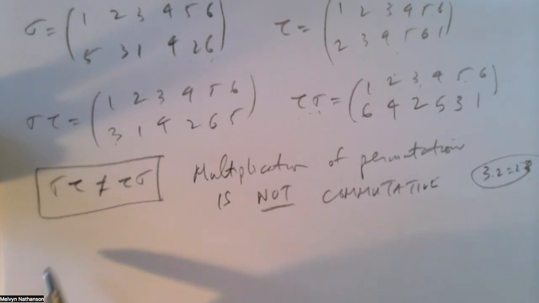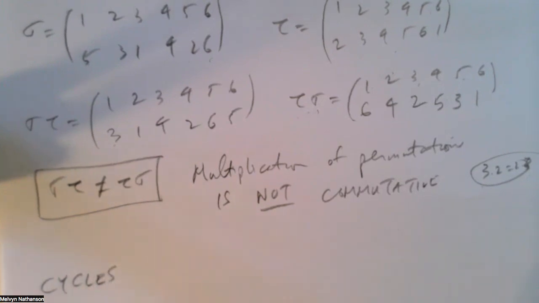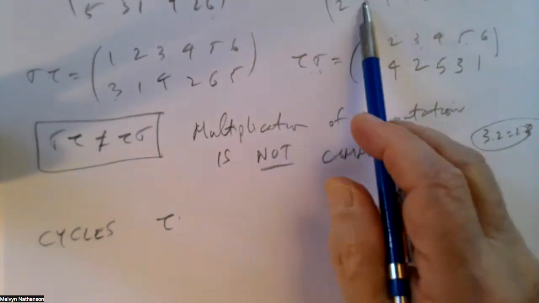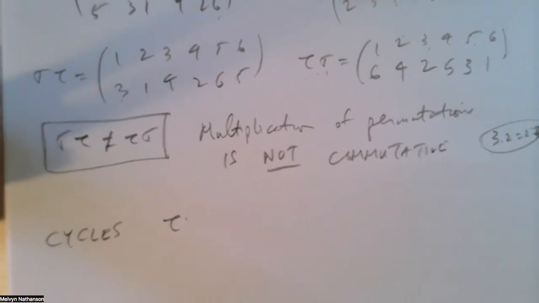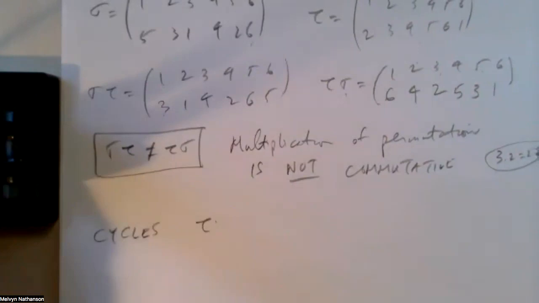Now, we talked about different kinds of permutations or operations on permutations. We have what are, for example, cycles. So let's give an example of a cycle. Suppose we look at tau.